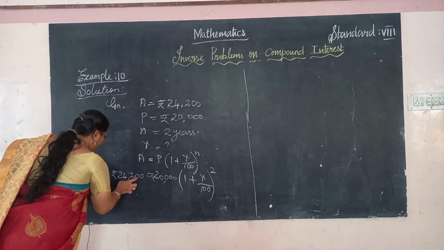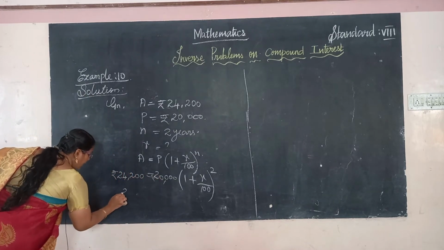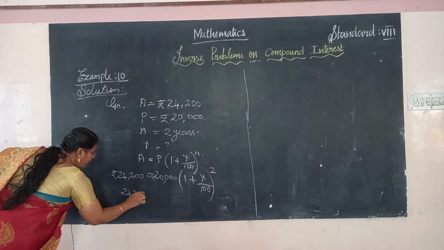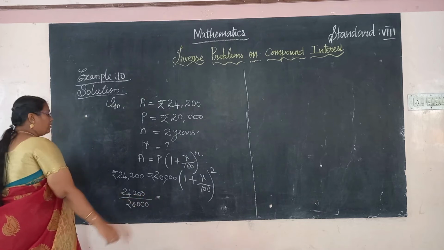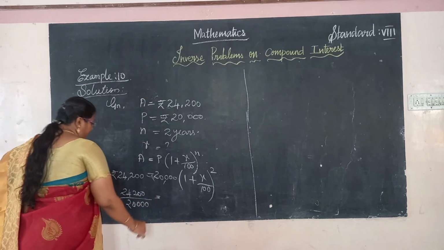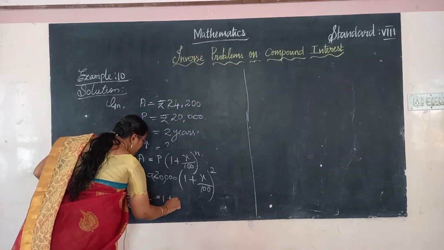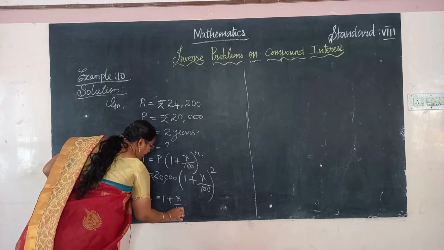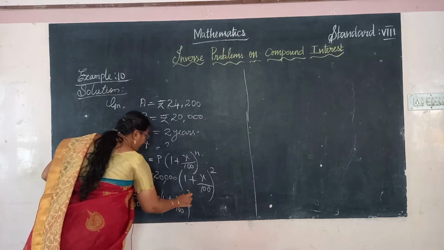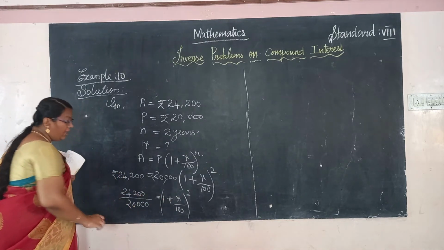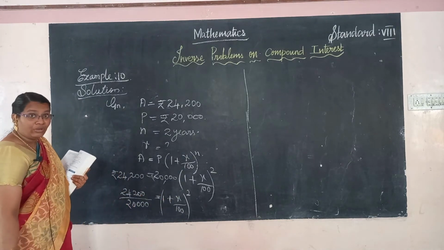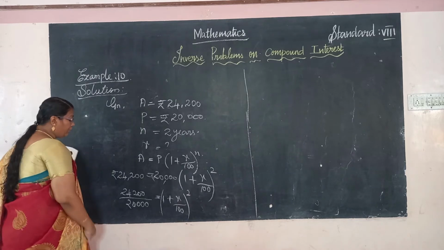Now the principal comes to this side. 24,200 divided by 20,000 is equal to 1 plus R by 100 the whole square. Here the value is in square, so we have to write this side also in the power of 2.